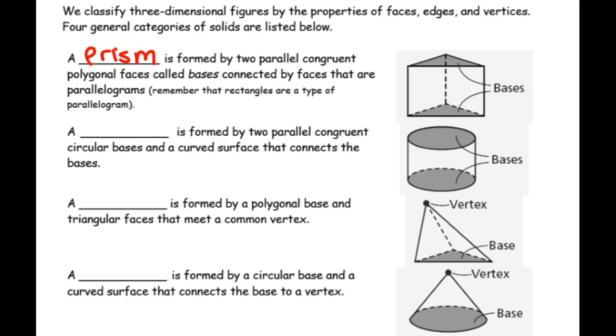So, a prism is formed by 2 parallel faces, okay? And those faces are called bases. How many bases? 2 bases, parallel bases. And between those 2 bases, what shapes do you see? Rectangles are between them, okay? So here's the deal. If and when we unfold these figures, if you see 2 bases and rectangular faces between them, that's a prism.